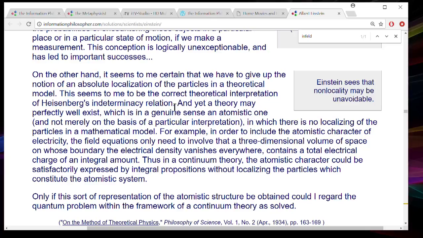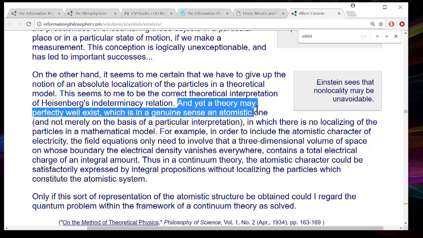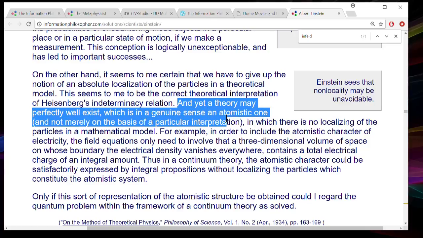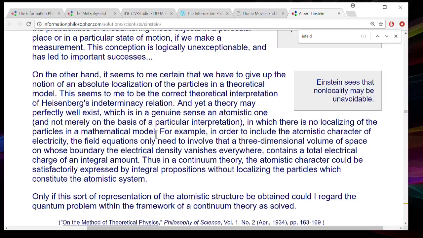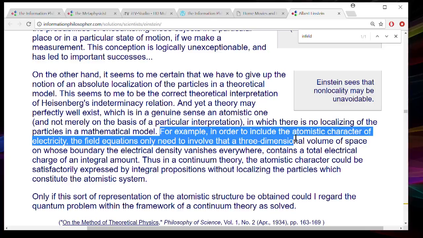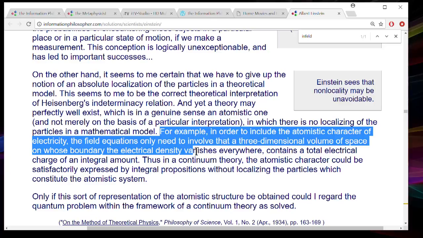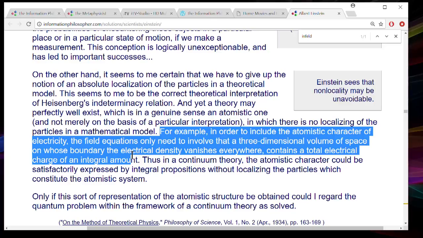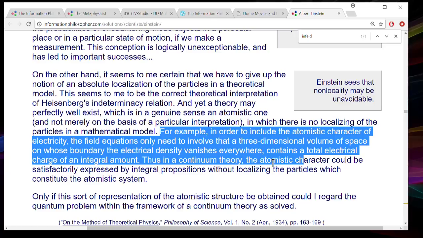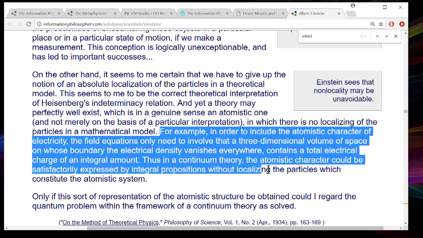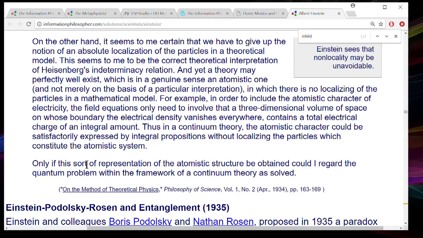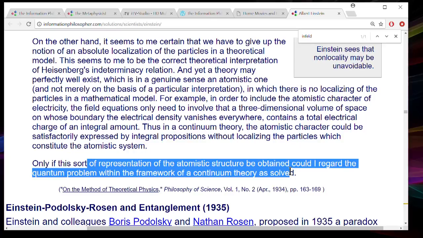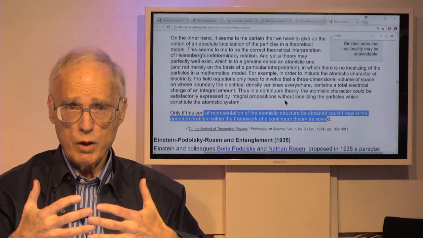And yet, he says, a theory may perfectly well exist which is in a genuine sense an atomistic one, and not merely on the basis of a particular interpretation, in which there is no localizing of the particles in a mathematical model. For example, in order to include the atomistic character of electricity, maybe the field equations just need to involve that a certain three-dimensional volume of space on whose boundary the electrical density vanishes contains the total electrical charge. So we would get back a continuum theory, and the atomistic character could be satisfactorily expressed by integral propositions without localizing the particles which constitute the atomistic system. Only if this sort of representation could be obtained could I regard the quantum problem within the framework of a continuum theory as solved.